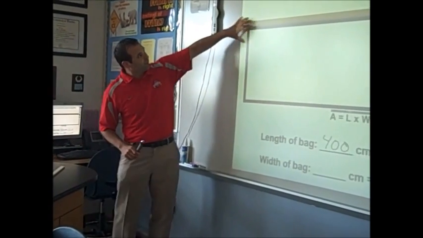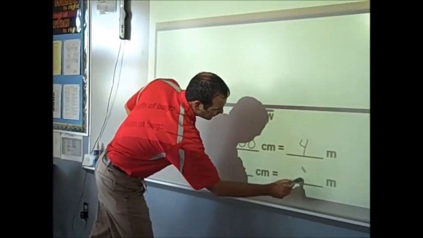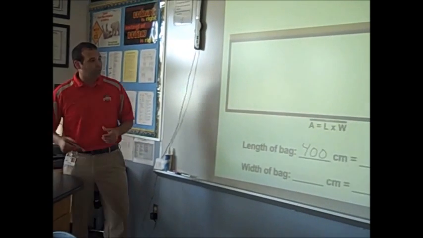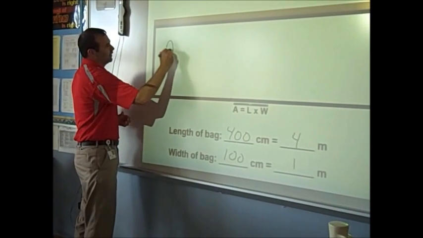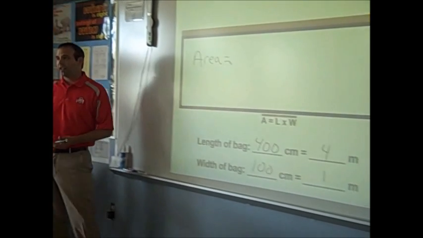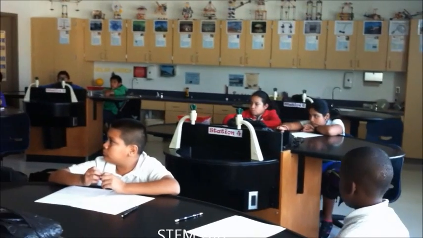I measure my width, and let's say it's 1 meter long. How many centimeters would that be? 100. I'd have 100. So then we're going to find the area, and I'm just going to write that right inside. My area equals, raise your hand if you can tell me the area in meters, and then the area in centimeters.